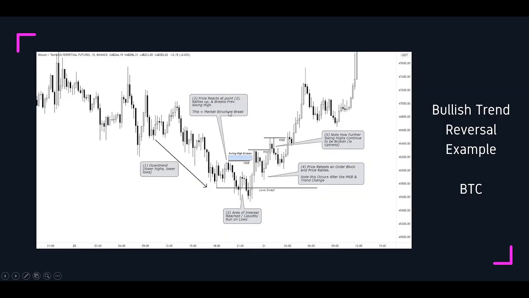So you can see here we've got a bullish reversal, but we also have this example here. As price downtrends, we have lower highs and lower lows, and you can see that on both fronts here. Then we have an area of interest, a liquidity run on low, where the lows are swept. Once liquidity is nabbed, price runs up, breaks this previous structure for a swing high to be broken with a market structure break, and then price comes down, retests an order block in this area, runs back up through, retests again, and then shoots off, and that's how quickly it can happen.